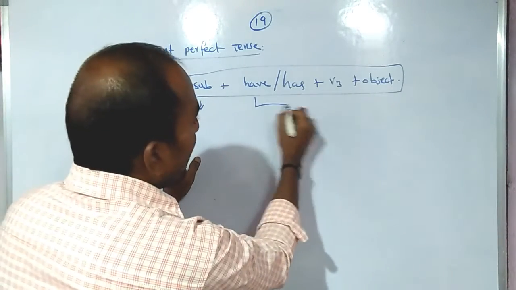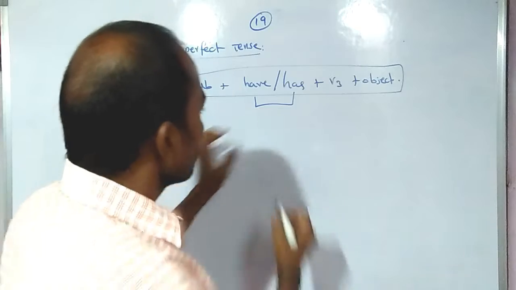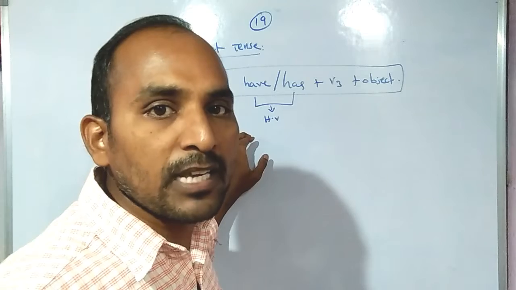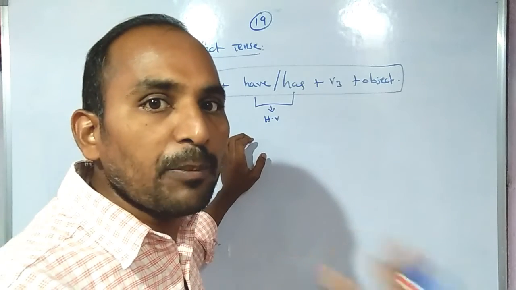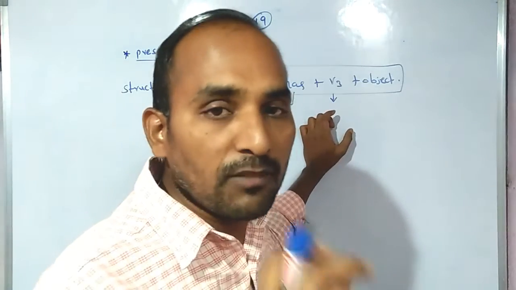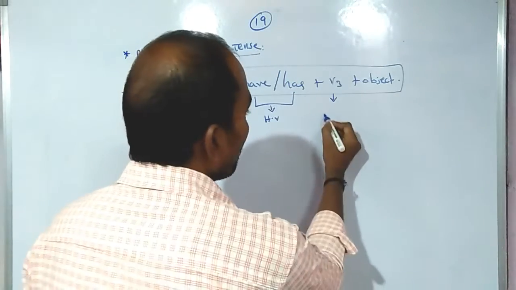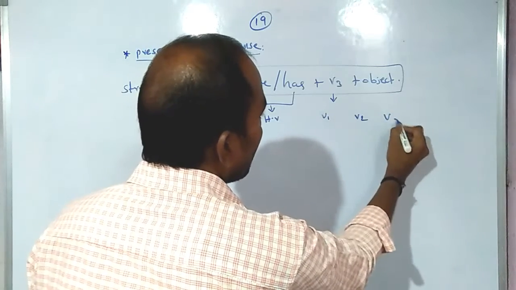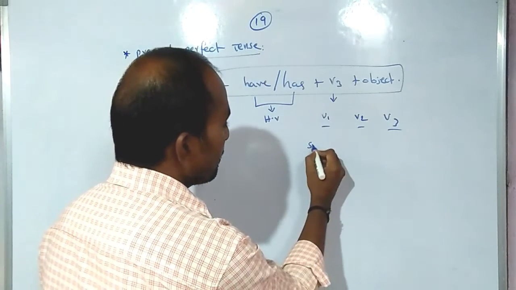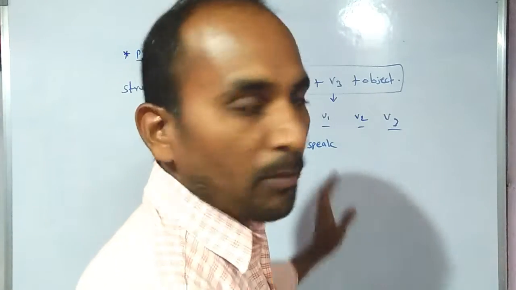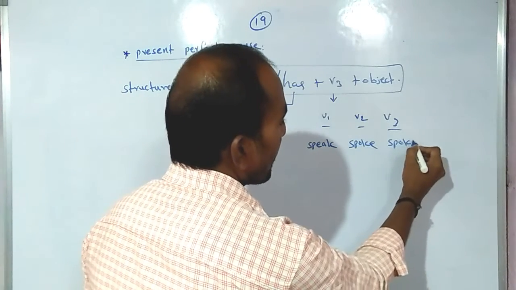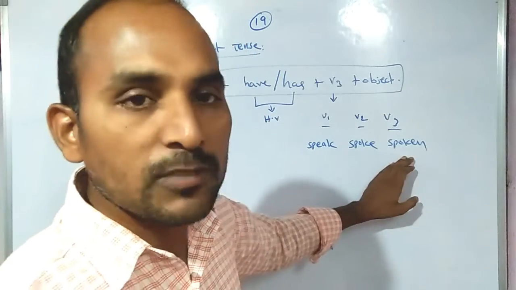Coming to have or has, these are helping verbs. We already learned about helping verbs. Helping verbs are nothing but the verbs which are helping the main verbs. And V3 is nothing but the verb V3 form. For example, V1, V2, and V3. V1 is nothing but the starting form of the verb. For example, speak. Speak is the starting form of the verb, spoke is the V2 form, and spoken is the V3 form. Speak, spoke, spoken.